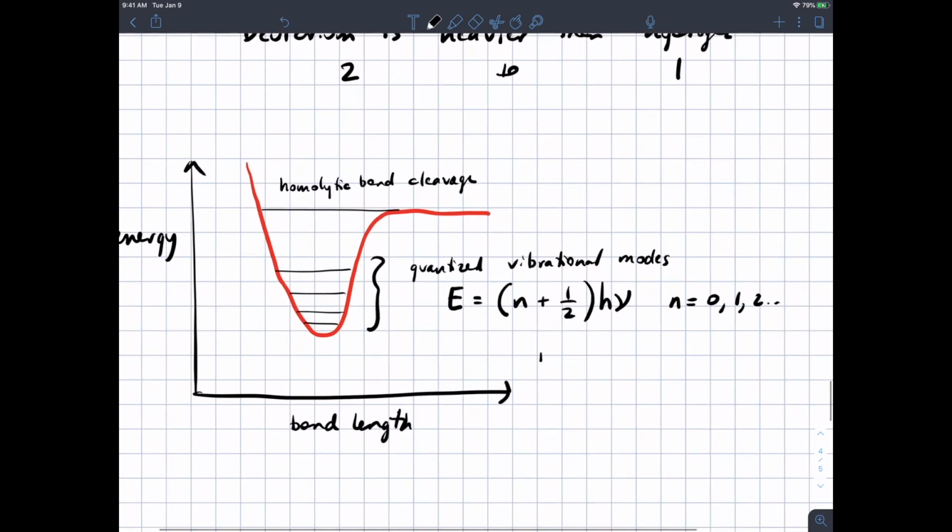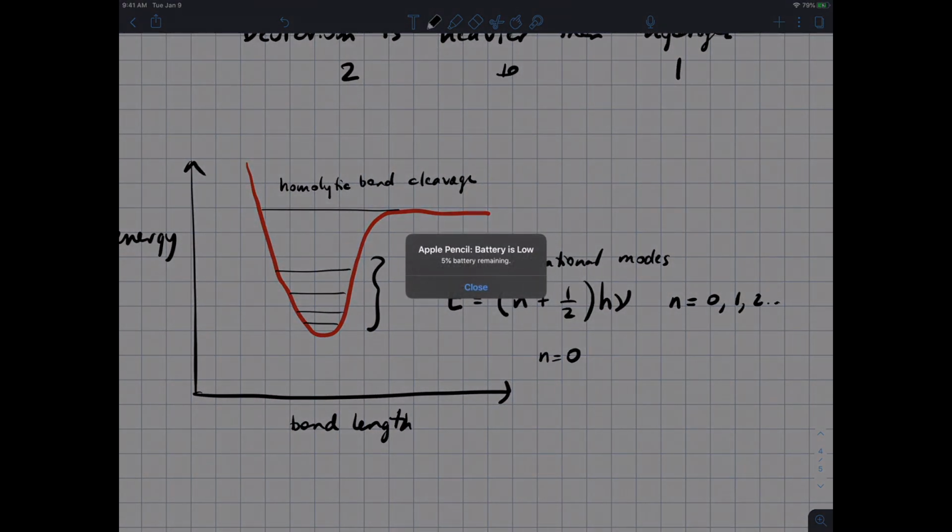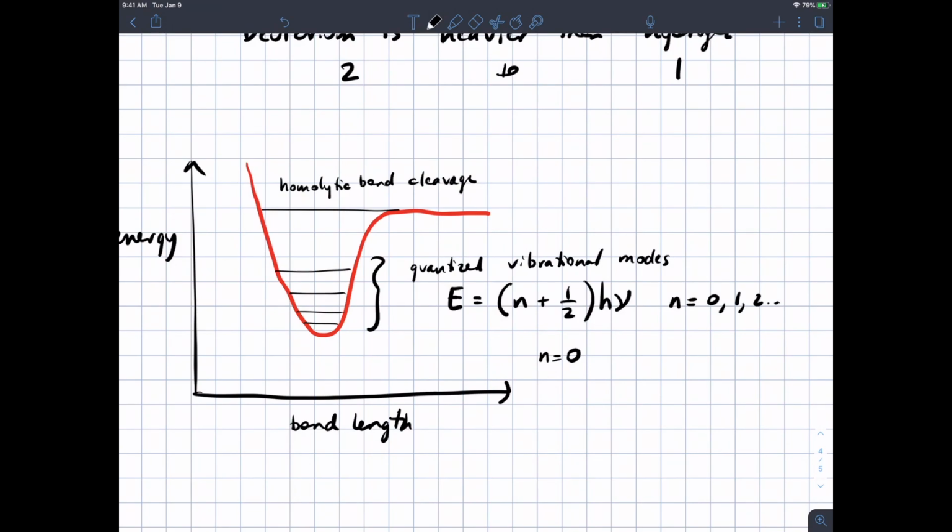Fascinatingly, this means even at the lowest energy vibrational state, great, the Apple Pencil battery is low.